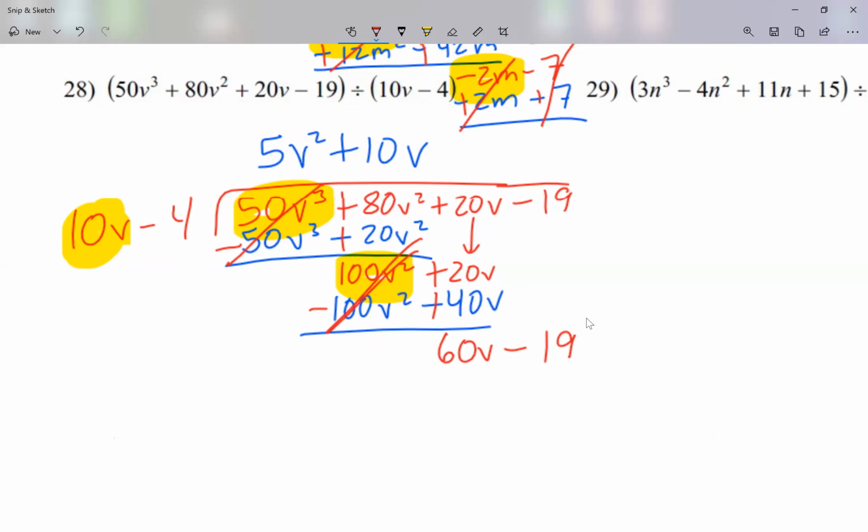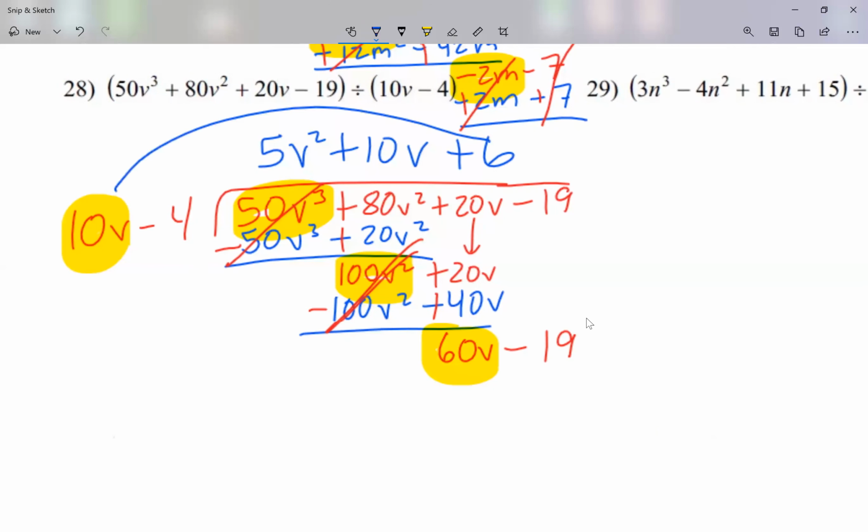Okay. So I'm looking at my 10v with my 60v. Number-wise, 10, I have to multiply this by 6, right? 10 times 6 will give me 60. Letter-wise, I already have a v, so I'm not going to go another v. Let me multiply this 6 to these terms on the outside. So 6 times 10v is 60v.